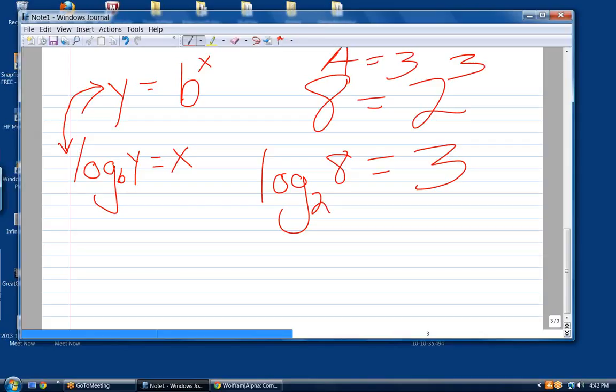I still don't know where they're going with that. I understand logs and exponential expressions very well, but I'm lost. Like a typo. I'm lost as to what they're trying to get you to see from that.